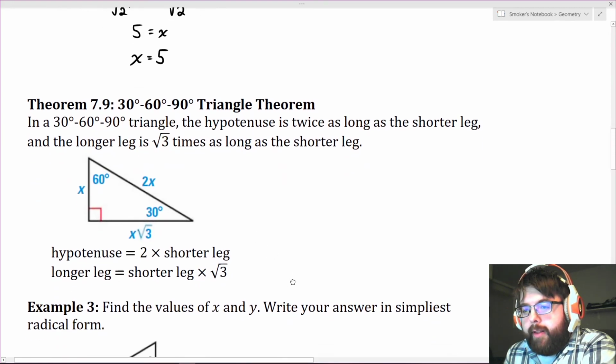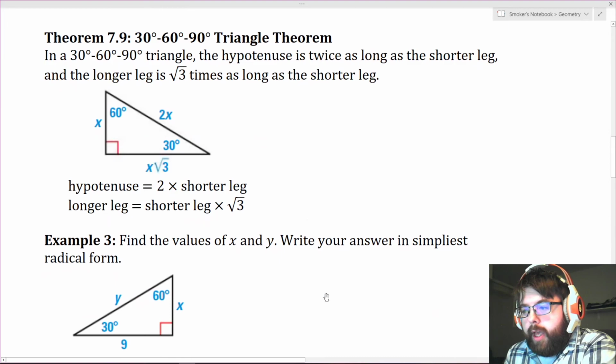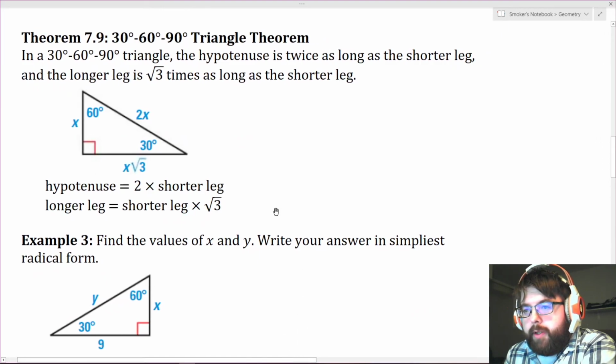Hopefully that's making sense. And I don't know why that jumped.